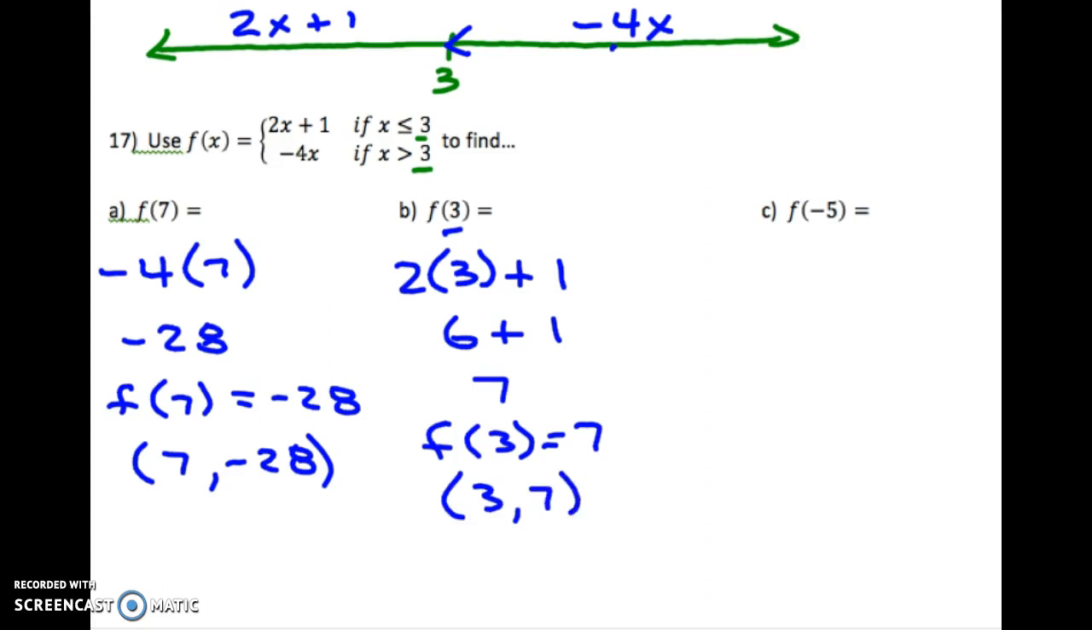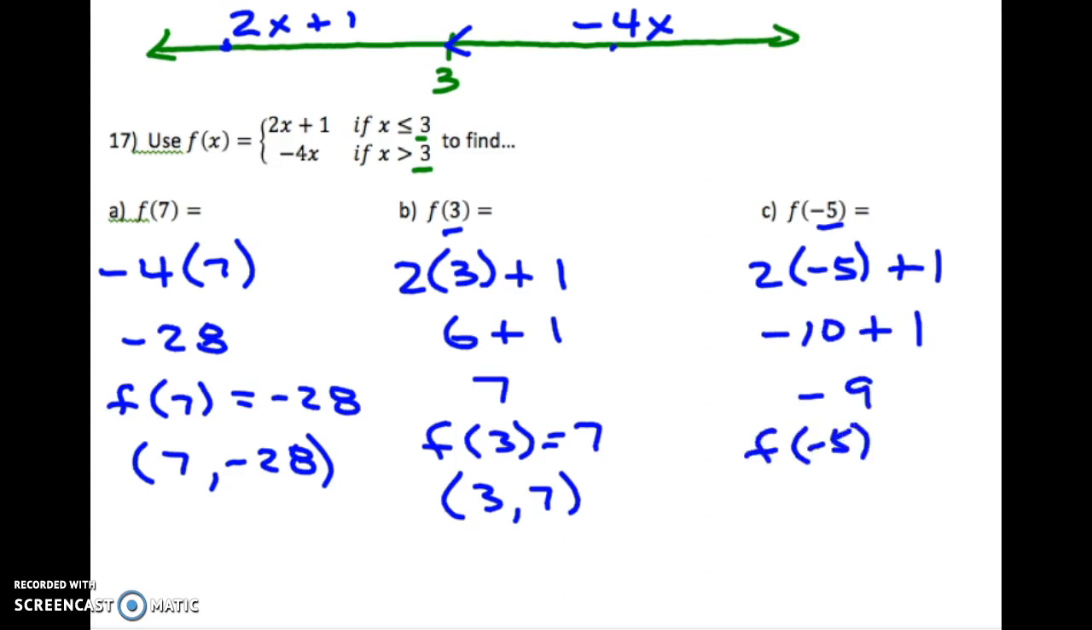Part C, we're dealing with negative 5, which should be to the left of negative 3 someplace. Doesn't really matter where, just to the left. So we're using the 2x plus 1, so put the negative 5 in for the x there. 2 times the negative 5 will give us negative 10. And when we add the 1, we get negative 9. So the f of negative 5 would equal negative 9, or we can write it as the point, negative 5, negative 9.